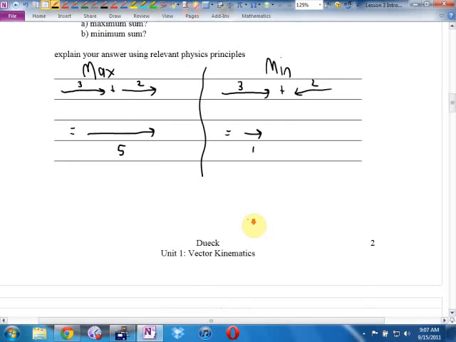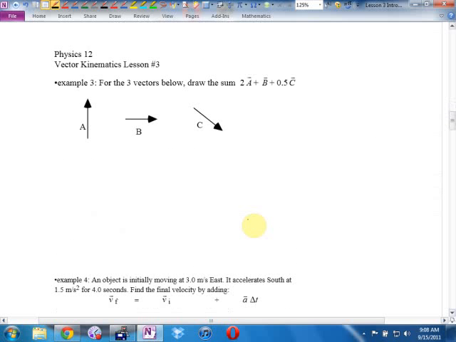For the three vectors below, draw the sum 2a plus b plus 0.5c. Nicole, how do we add two vectors together? Tip to tail. How do we multiply a vector by a constant? What is 2a? It's the original a, except how long is it compared to the original a? 2a is twice as long. Multiplying a vector by a constant, by a coefficient, easy. So it would look like this. That's A. There's 2A, roughly.